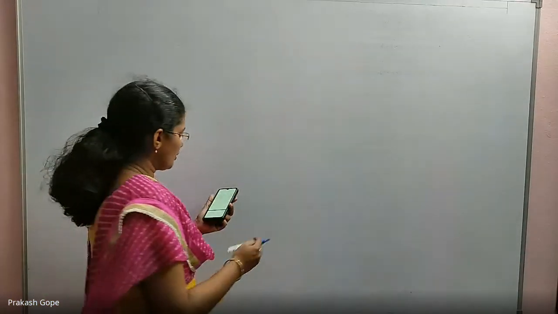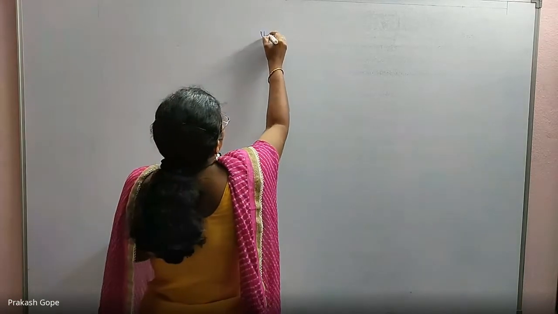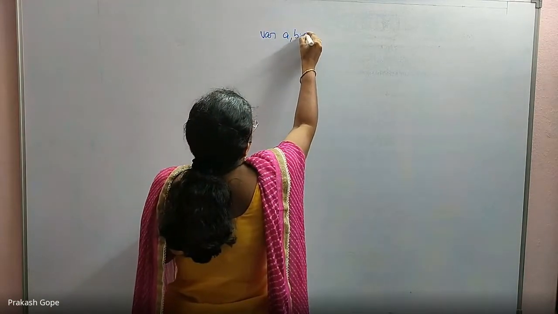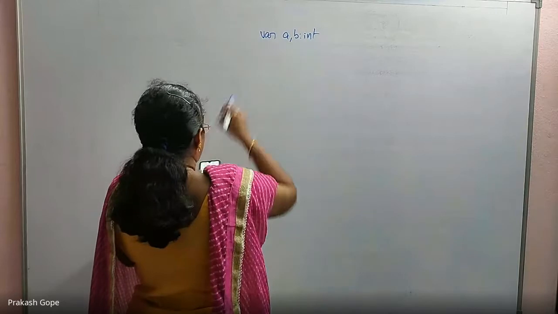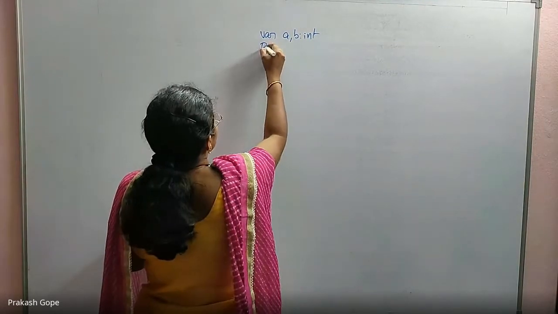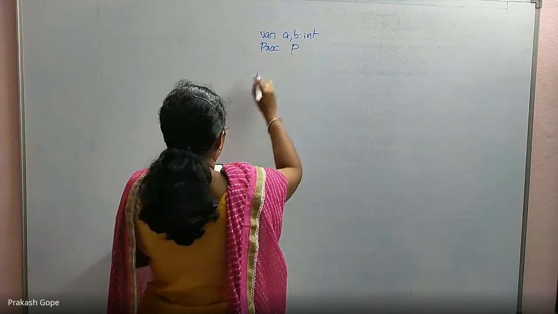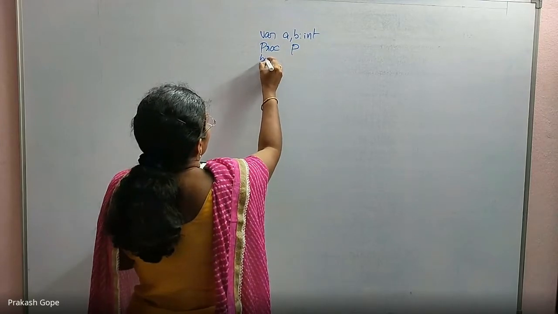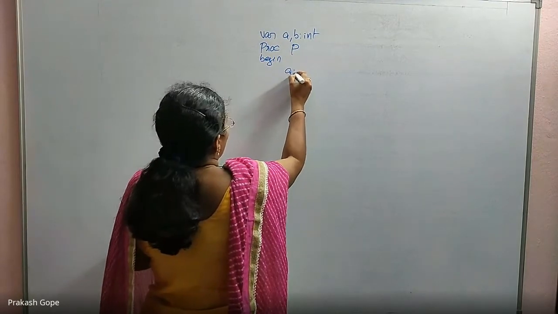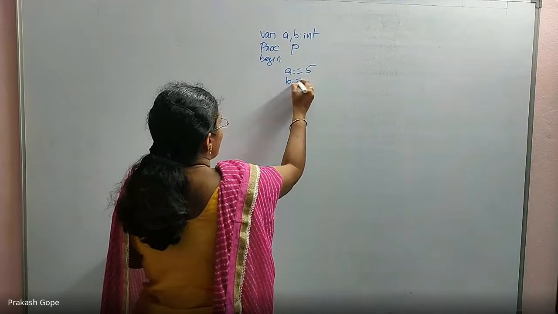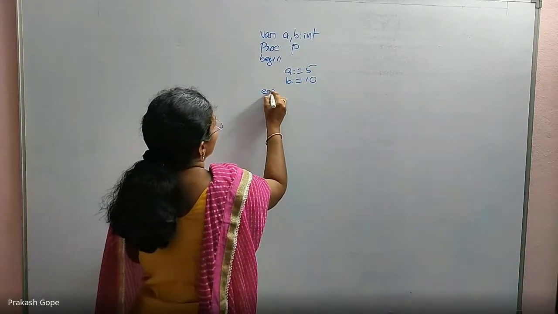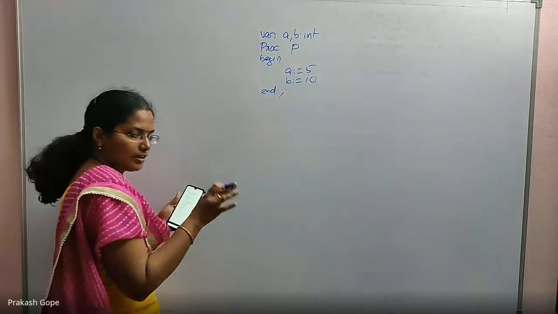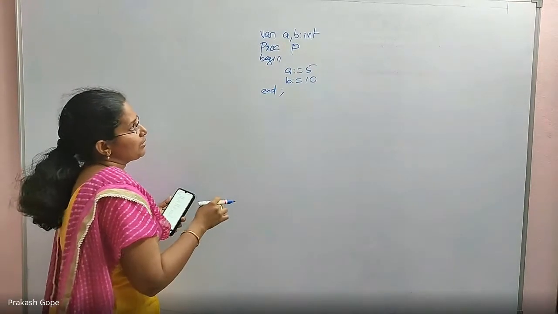The code for the third question is like this. Variables A and B are declared integer. Then there is a procedure P. No parameters. Begin A equal to 5, B equal to 10, and end itself is ending the procedure.